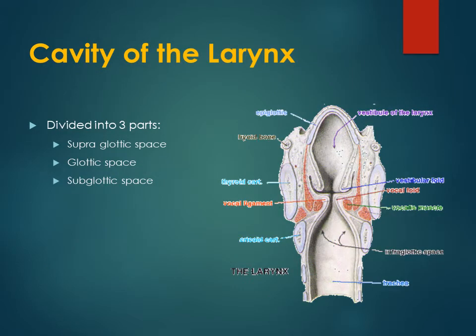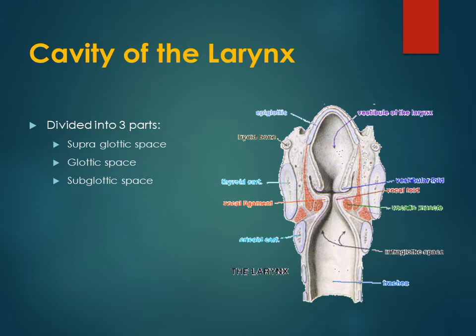The laryngeal cavity is divided into three parts: above the vocal folds, the vocal fold area, and below the vocal folds. The vocal fold area is called the glottic space, and above it is the supraglottic area, and below it is the subglottic area until the first tracheal ring.